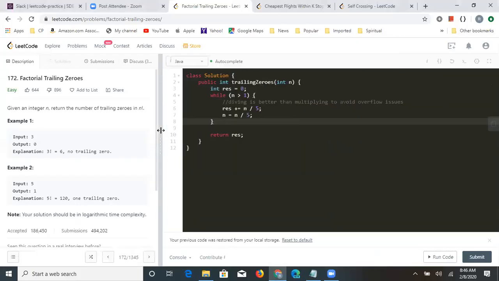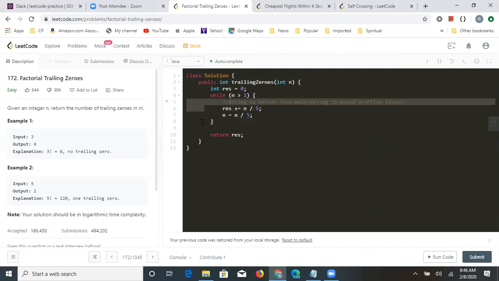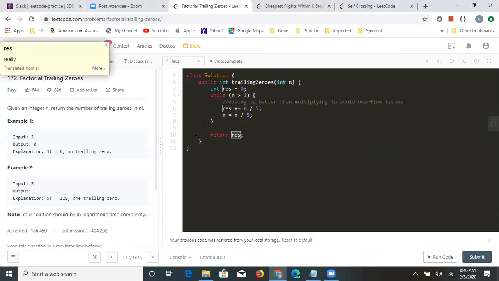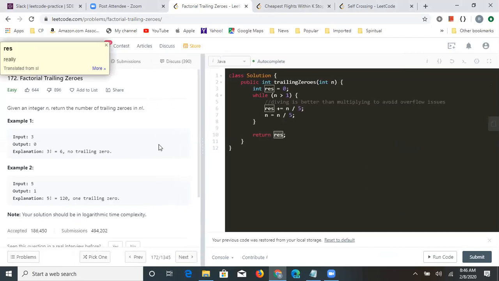Exactly what we just talked about. We have this number n, and we keep dividing by 5, and we keep accumulating the result, and then we just return the result. So that's it.